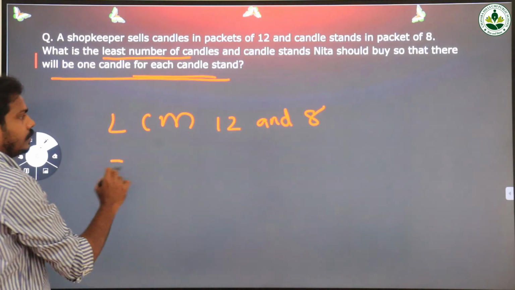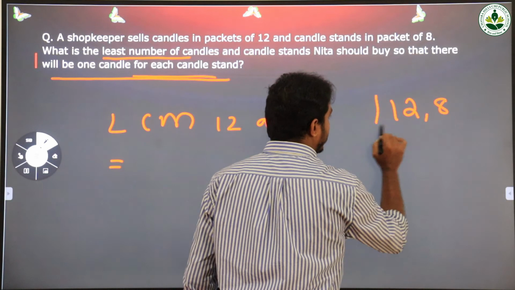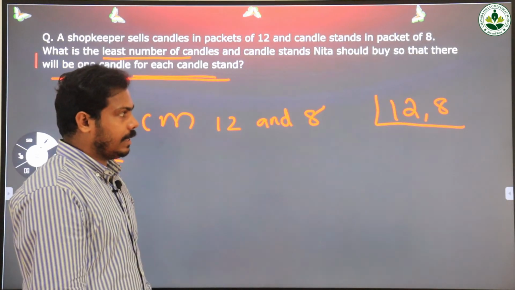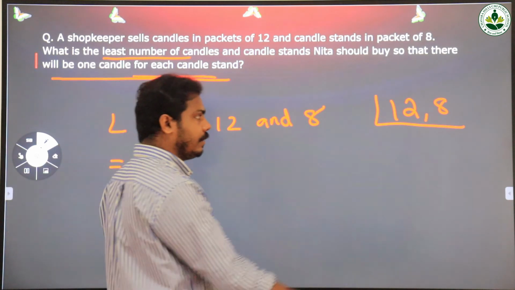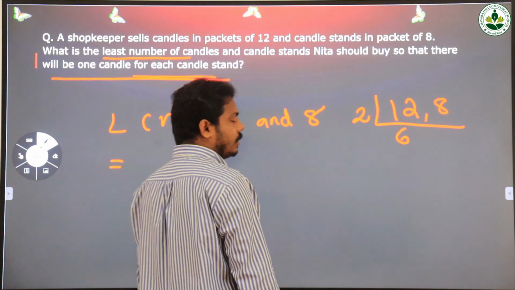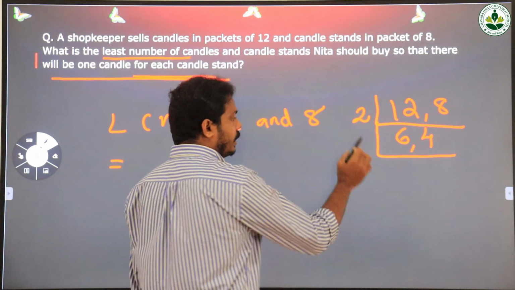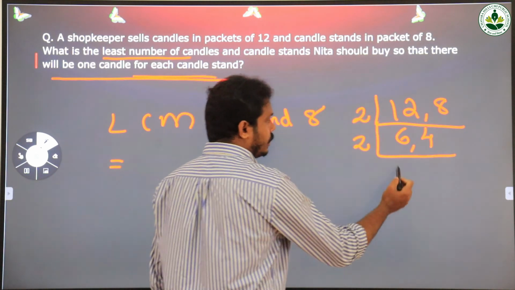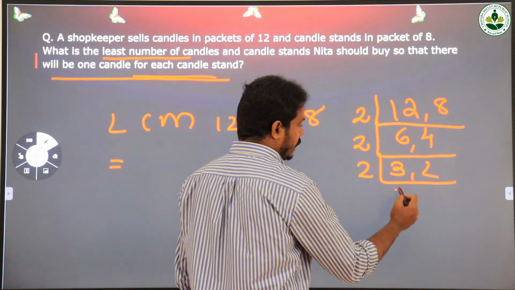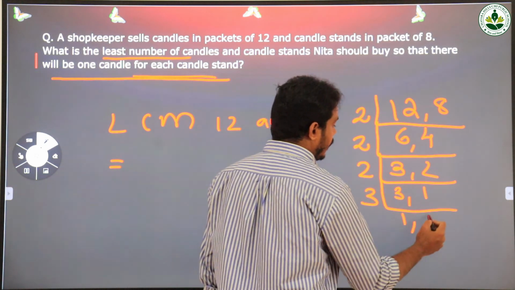Write the numbers together and divide with the possible prime numbers. 12 and 8, these two are even numbers, so we can divide these two numbers by 2. Half of 12 is 6, half of 8 is 4. Again we can divide these two numbers by 2. 3 2s are 6, 2 2s are 4. Again 2, just write down 3. 2 into 1 is 2. 3 3 1s are 3, 1.